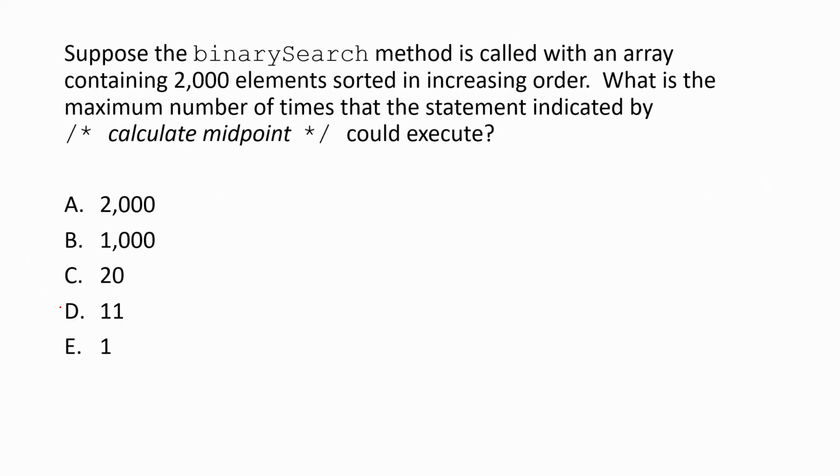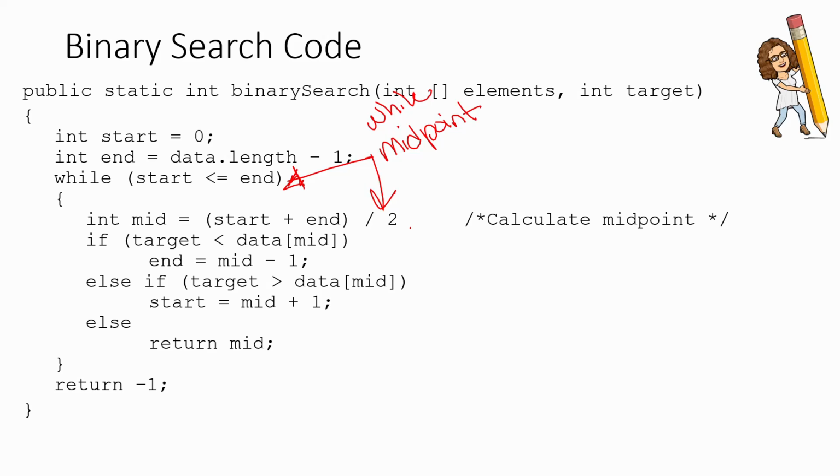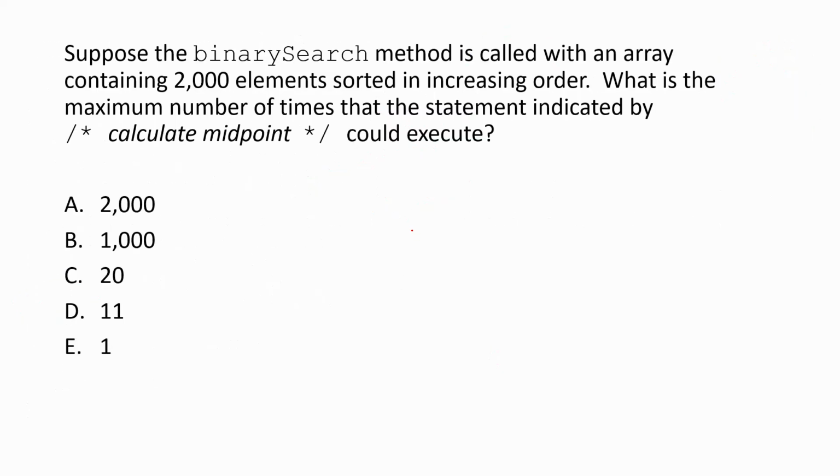So let's suppose that the binary search method is called on an array containing 2,000 elements. What is the maximum number of times that we can be calculating a midpoint? So if we think about it, they're asking us how many times will we do this at maximum? So it's not 2,000 though, right? Because that would be a sequential search. We're literally going to do something 2,000 times.